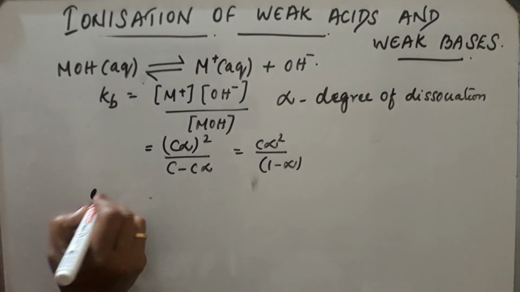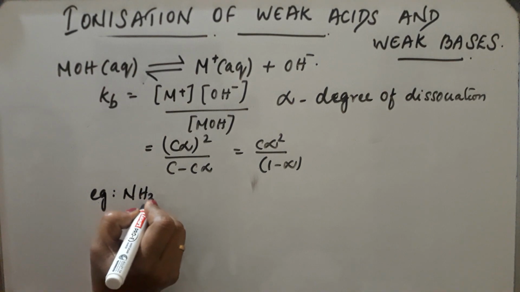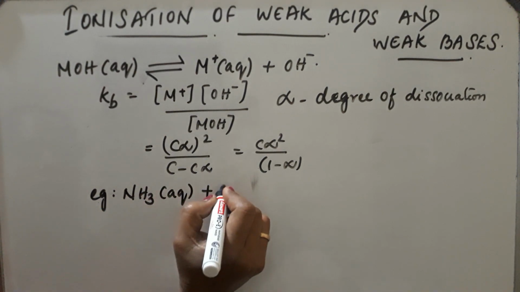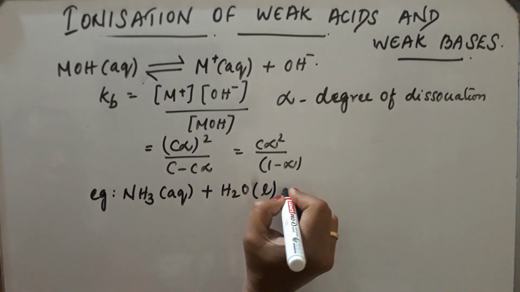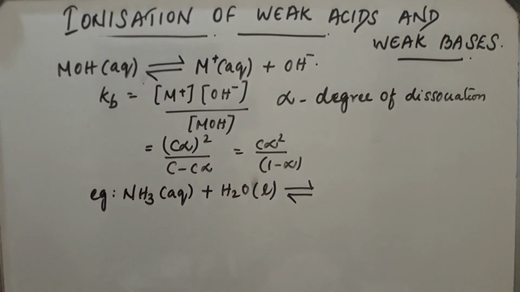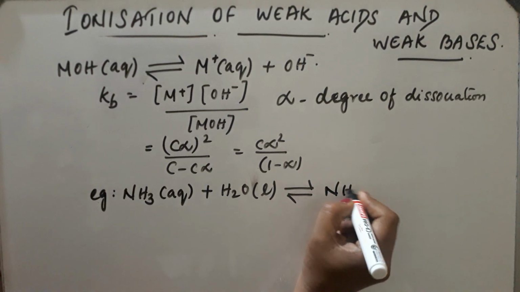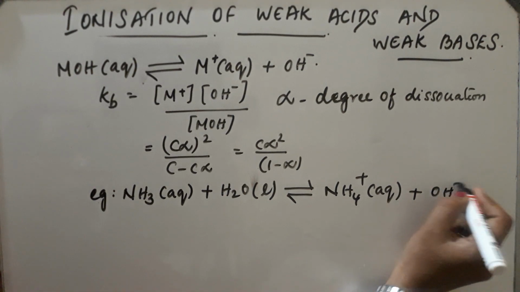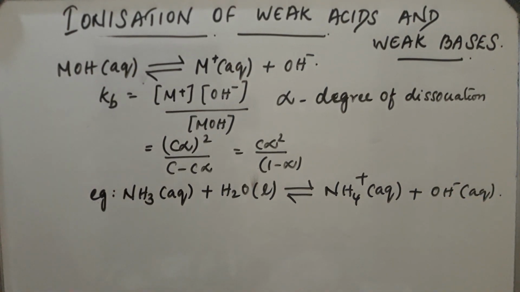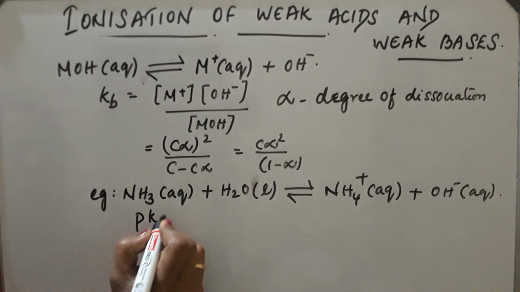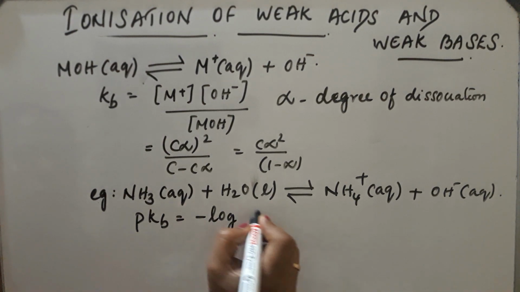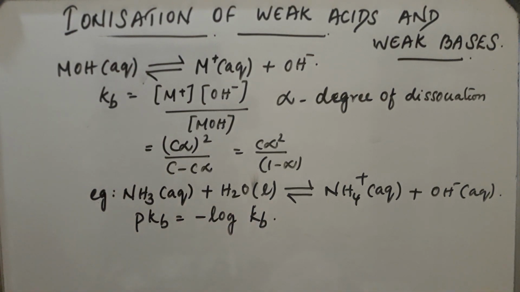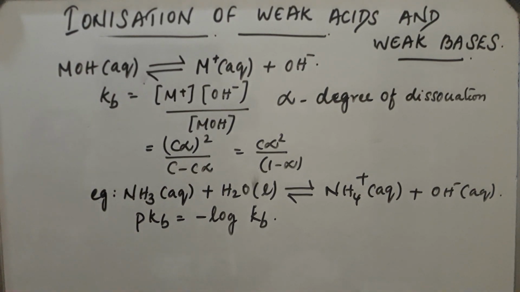Let us take an example in the case of ammonia. Ammonia is a base. Okay. Ammonia on ionization with water gives NH4 plus, this is the acid, plus OH minus. Okay. This will be the reaction. Now, instead of pKa here we are writing pKb. This is equal to minus log Kb. So, the same method can be used to calculate pKb. Okay. This is in the case of weak bases.